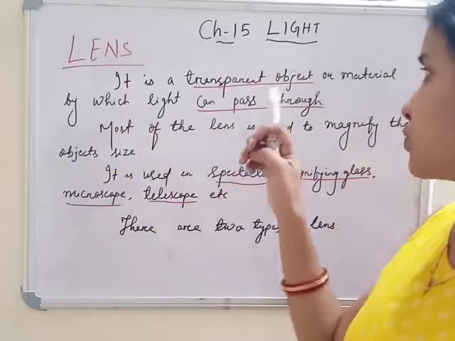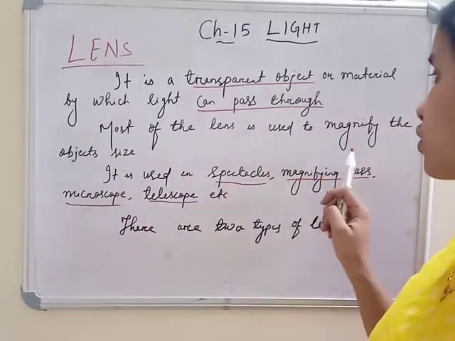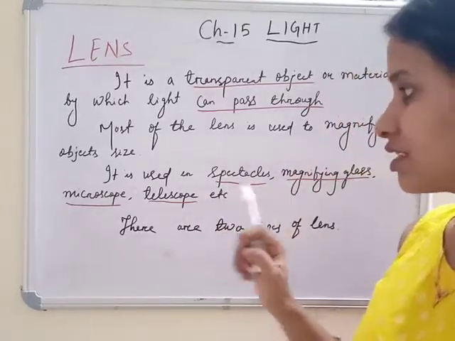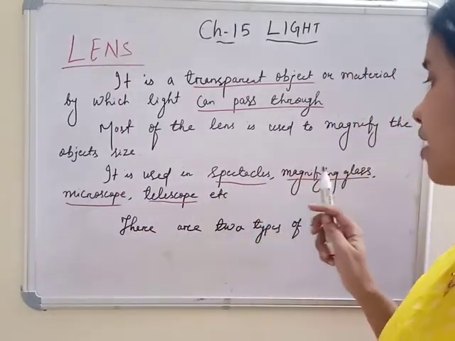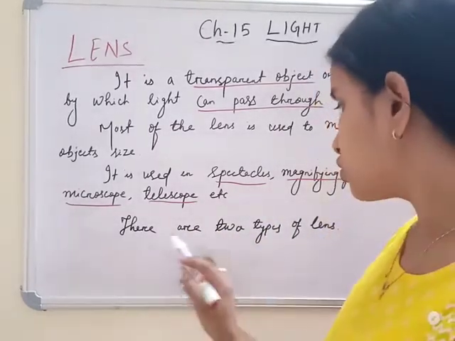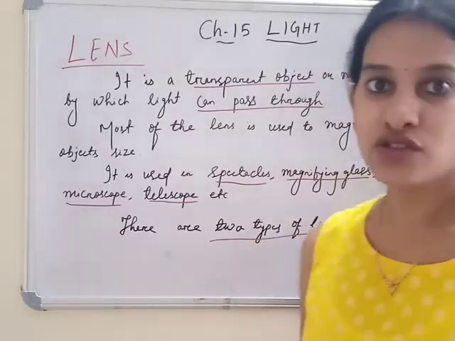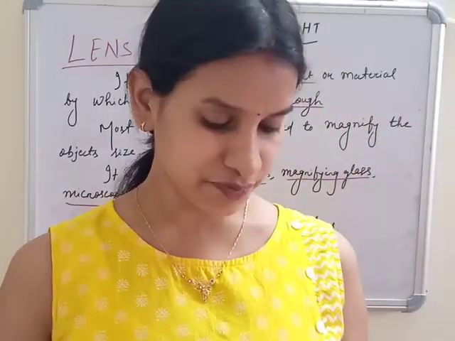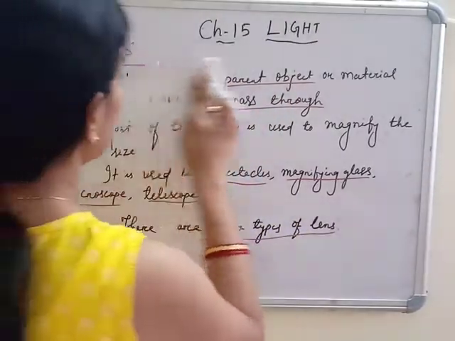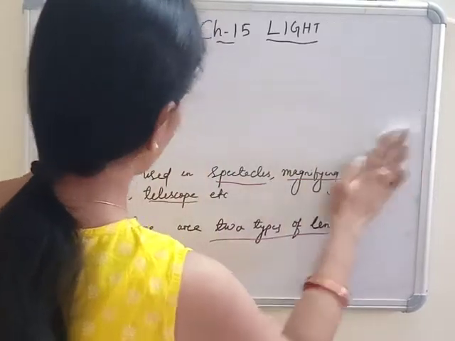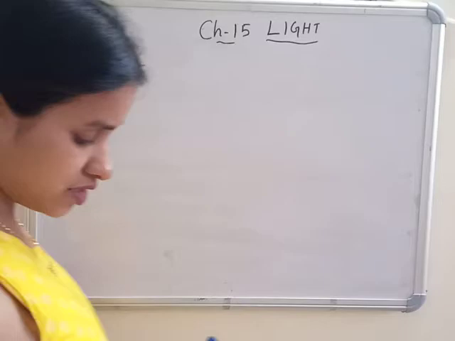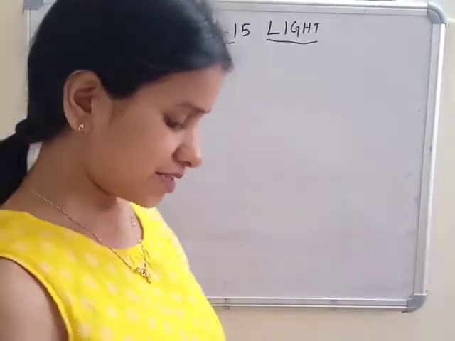So it is a transparent object, mostly used to magnify the image of the object, and it is used in spectacles, magnifying glasses, microscopes, and telescopes. There are two types of lenses. Let's discuss these two types. Just as the spherical mirror has two types, convex and concave, here also there are two types of lenses, convex and concave. Let's discuss the convex lens first.